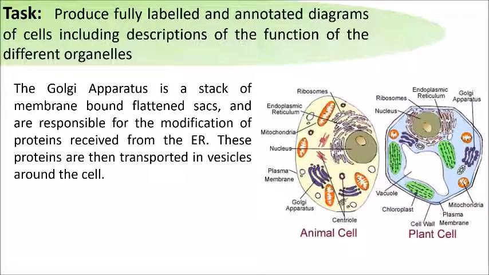The Golgi apparatus is a stack of membrane-bound flattened sacs and is responsible for the modification of proteins from the endoplasmic reticulum. These proteins are then transported in vesicles around and out of the cell.